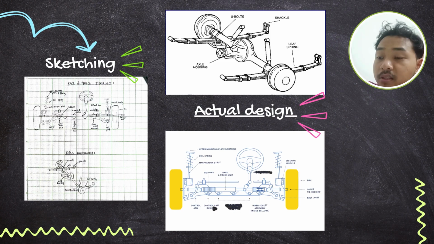The parts in the front suspension, such as steering, rack and pinion, coil spring, upper mounting plate and bearing, and control arm, all those parts we included in the drawing. Also, for the rear suspension, we involve the shackle, axle housing and leaf spring. All the details can be seen in our drawing.